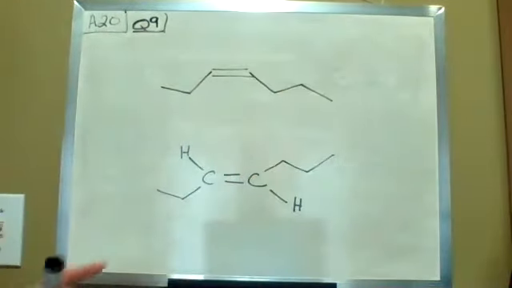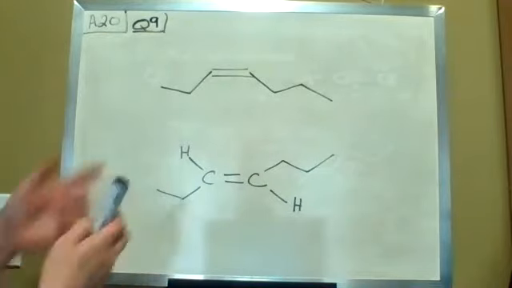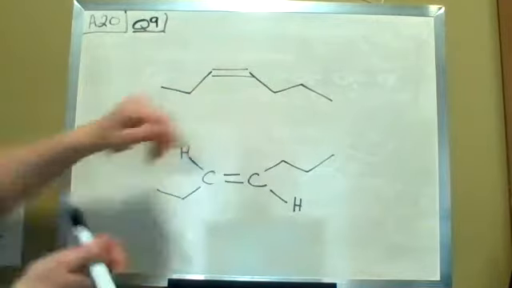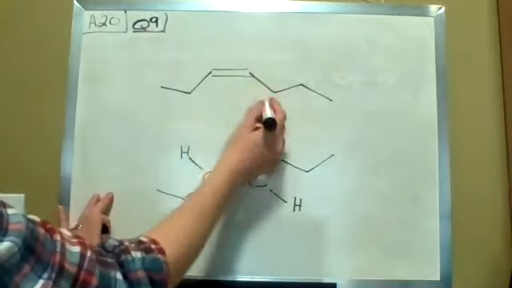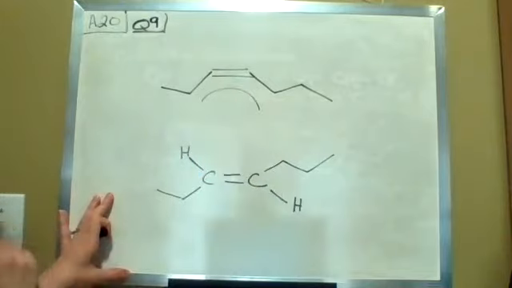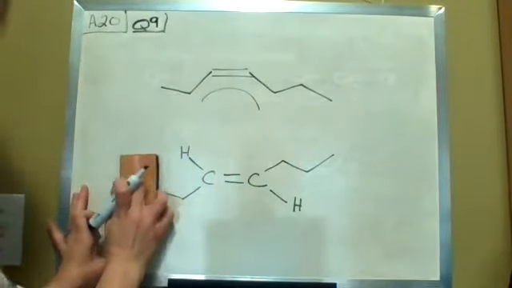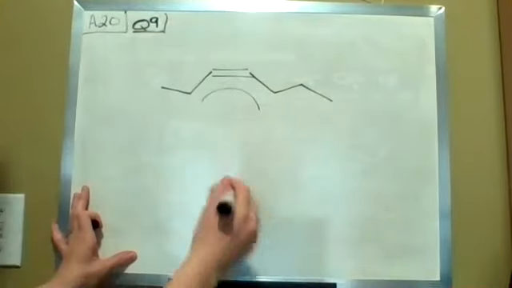Okay, so there's a stick version. Cis now, both large groups are located on the same side of the double bond. And you do get this kind of difference. You get almost a C shape here, if you will. And if I were to redraw this one here, stick style.